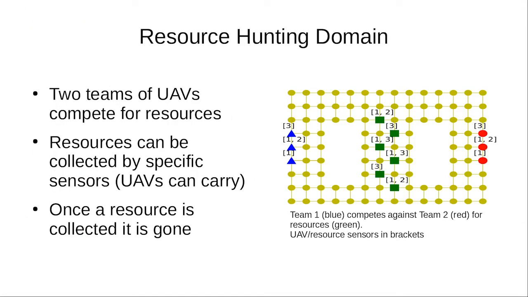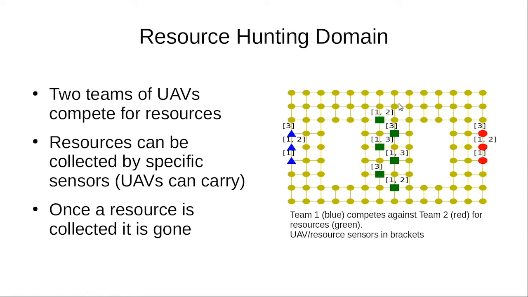So to give you an example, we define a resource hunting domain where there are two teams of UAVs, the blue one and the red one, that are competing for these resources, the green ones. To make it slightly more challenging, the resources can be collected by specific sensors that the UAVs can carry. So, for instance, here this UAV with sensor 3 can collect these resources.